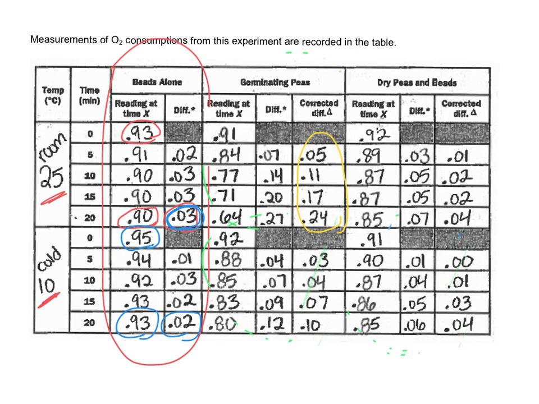So this will be a line for germinating peas at room temp. This will be a line for germinating peas at cold temp. This will be a line for non-germinating peas at room temp. And this will be a line for non-germinating peas at cold temp. So you are producing 4 separate lines. 1, 2, 3, 4. Each of those lines contains 4 points on it. You will connect those points perfectly, so don't do a line of best fit, just connect the dots, and then you will use that to answer the questions.